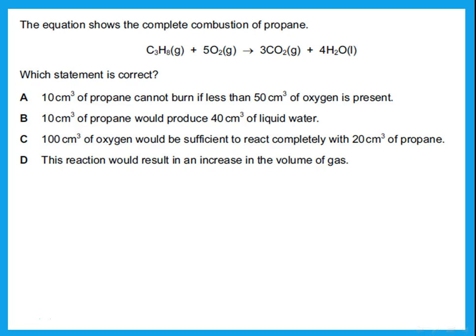Now, B says 10 centimeter cubed of propane would produce 40 centimeter cubed of liquid water. No, we cannot relate volumes if we're talking about liquids. We relate volumes only with respect to gases. Okay, C says 100 centimeter cubed of oxygen would be sufficient to react completely with 20 centimeter cubed of propane. If I have 20 of propane, how much do I need for oxygen? Yes, the equation says that the volume of the gas is 5 times that of propane. So if I have 20 of propane, 5 times of that is oxygen, so C is actually correct.